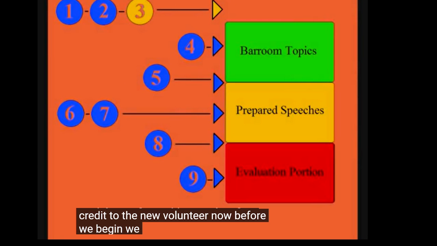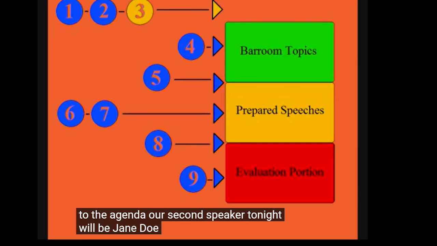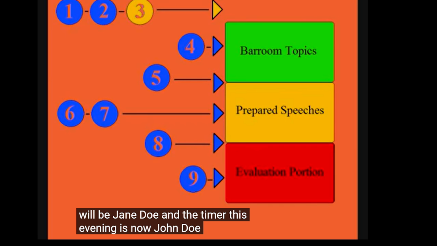Now, before we begin, we need to make a few changes to the agenda. Our second speaker tonight will be Jane Doe. And the timer this evening is now John Doe.